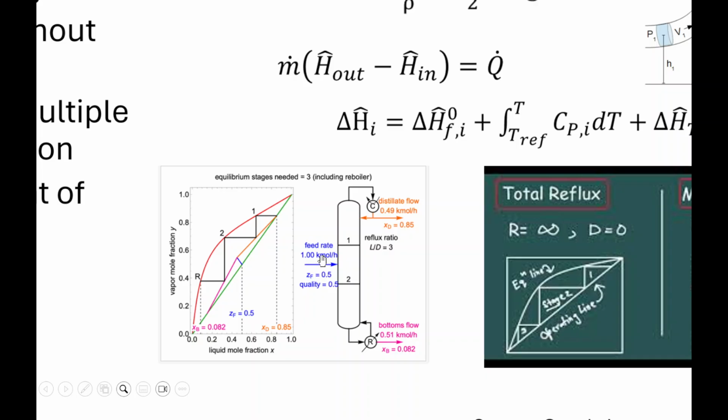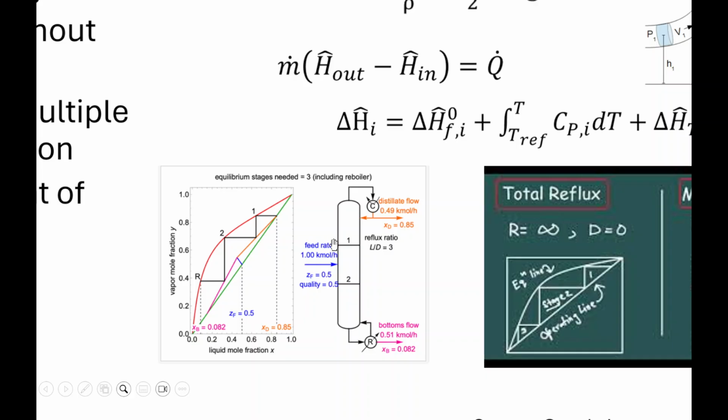So in your feed, one will be separated from the top column, and one will come out from the bottom. The richer volatile phase will come out from the top part, and the richer less volatile phase will come out from the bottom part. So here, in your distillation column, there are a number of feed plates.